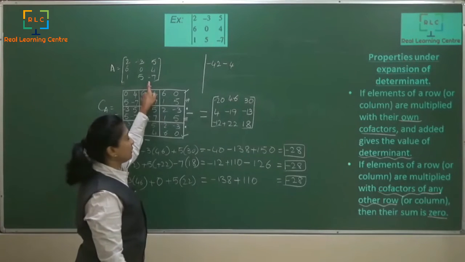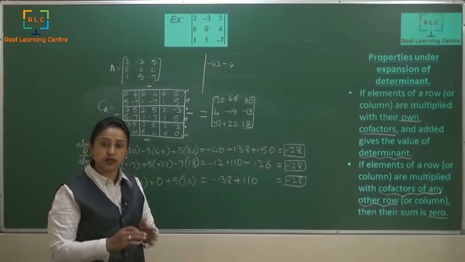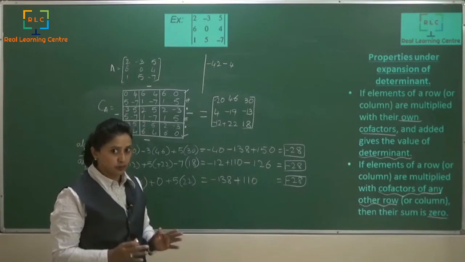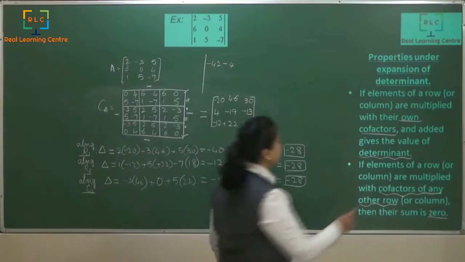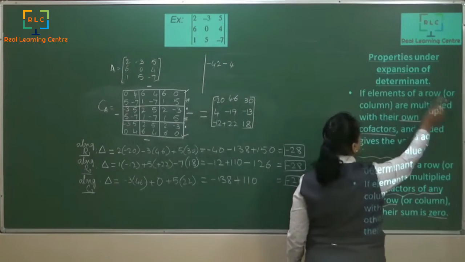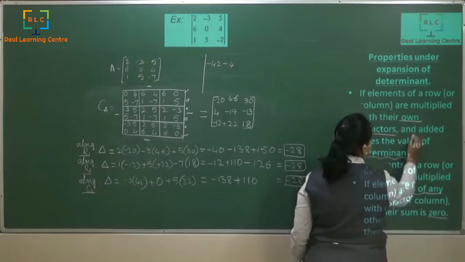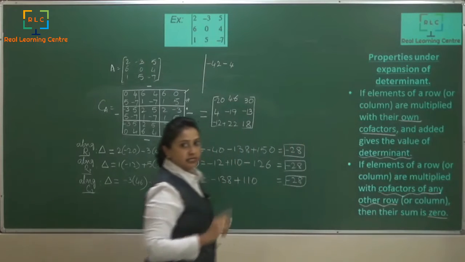This is a third order matrix. Like this you have a procedure to find out the determinant and their cofactors for fourth order, fifth order, sixth order, anything, but it should always be a square matrix. Okay, this is the first property what they tell. So if elements of a row or column are multiplied by their own cofactors and added, will always give you the value of the determinant.